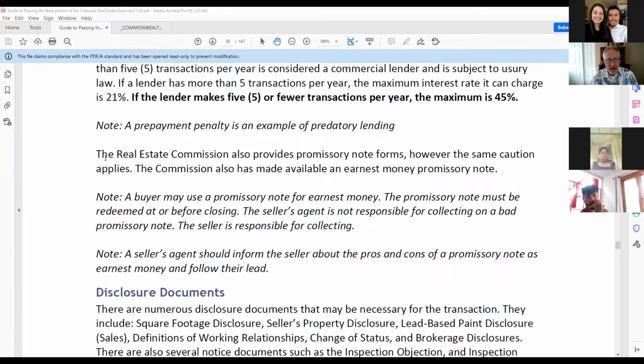Now, a buyer may use a promissory note for earnest money. The promissory note must be redeemed at or before closing. Seller's agent is not responsible for collecting on a bad promissory note. The seller is responsible for collecting. We've seen that on the exam, folks. So remember, the seller is responsible for collecting that promissory note for earnest money.